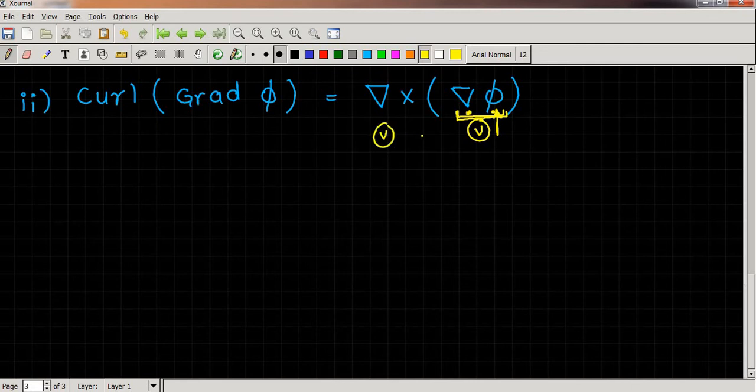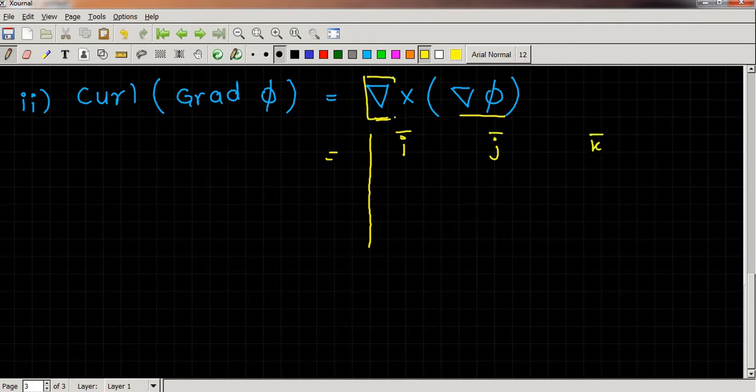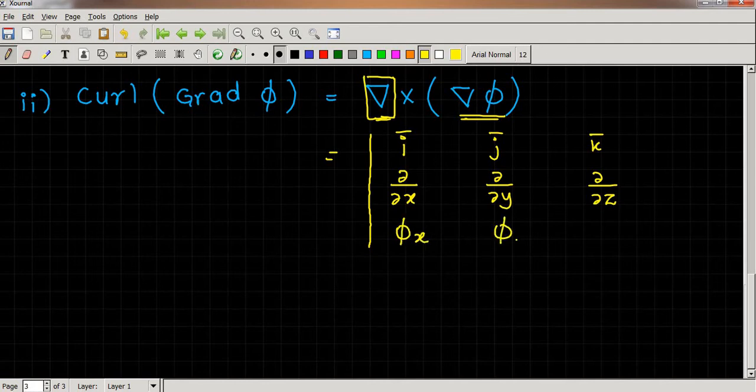Del is vector, and cross product of two vectors is calculated by using determinant i bar, j bar, and k bar, where second row is component of first vector, that is partial derivative with respect to x, partial derivative with respect to y, partial derivative with respect to z, and del phi is nothing but partial derivative of phi with respect to x, partial derivative of phi with respect to y, and partial derivative of phi with respect to z.